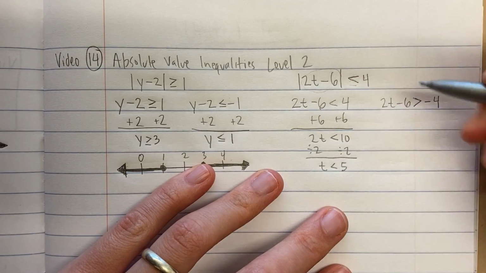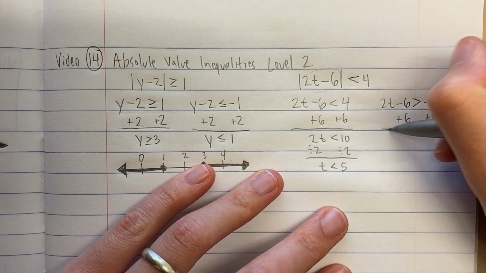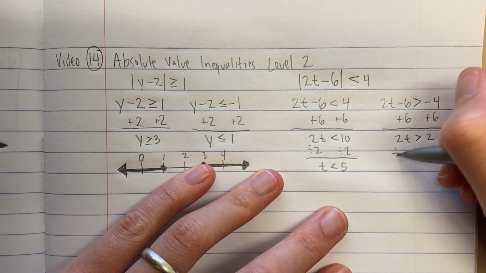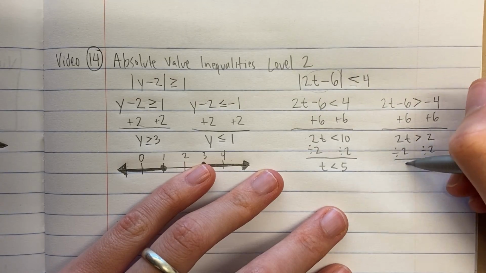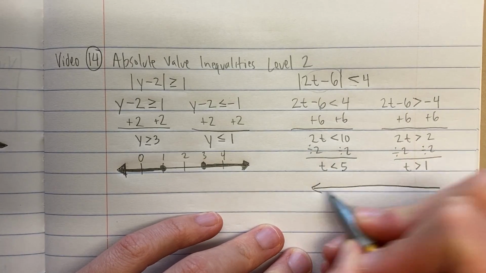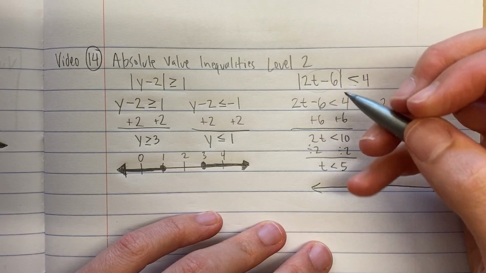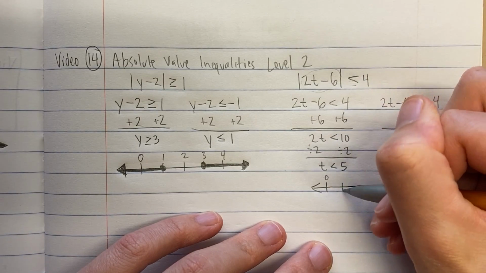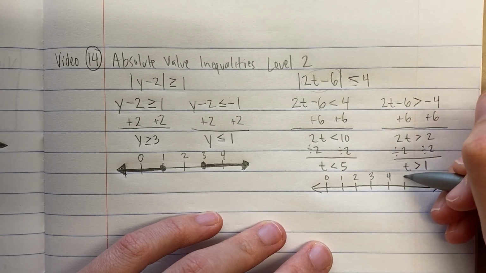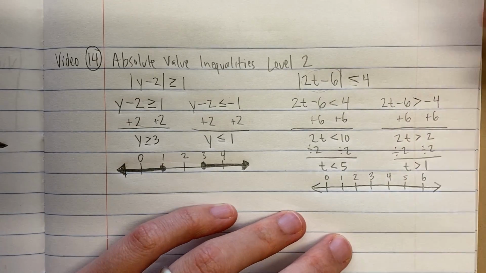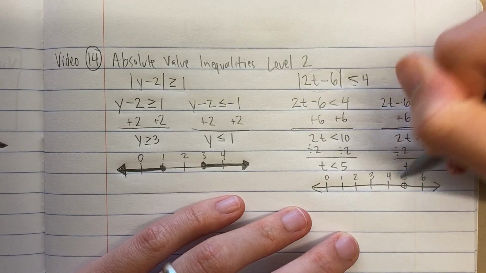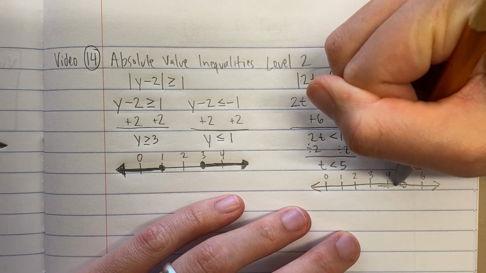So I got t is less than 5. Or my other possibility is t is greater than 1. So let's graph those. Okay, I have a 1 and a 5, so just make sure that on your graph you include those numbers. Okay, t is less than 5. So that's open circle. And I'm going to start shading to the left.